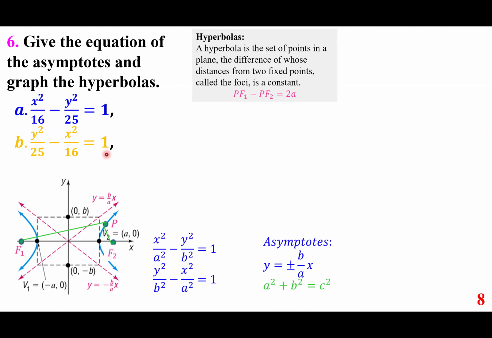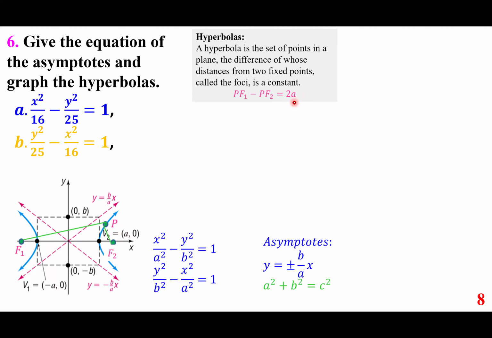here's the shape of a hyperbola. First, let's discuss the definition. A hyperbola is a set of points in a plane, the difference of whose distances from two fixed points called the foci is a constant. So you have this graph. Pick any point and connect it to the two foci. PF1 minus PF2 is 2a. If this distance is larger, you get 2a. If it's the other way around, it becomes minus 2a. So in essence, it's plus or minus.